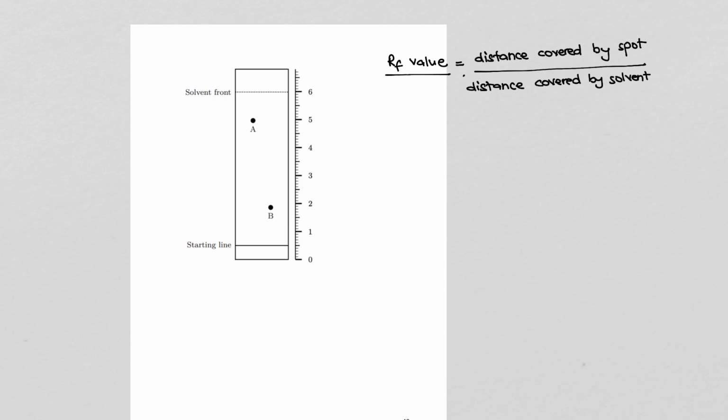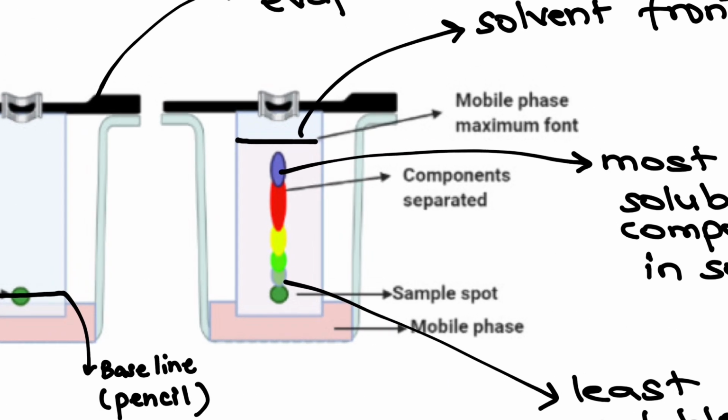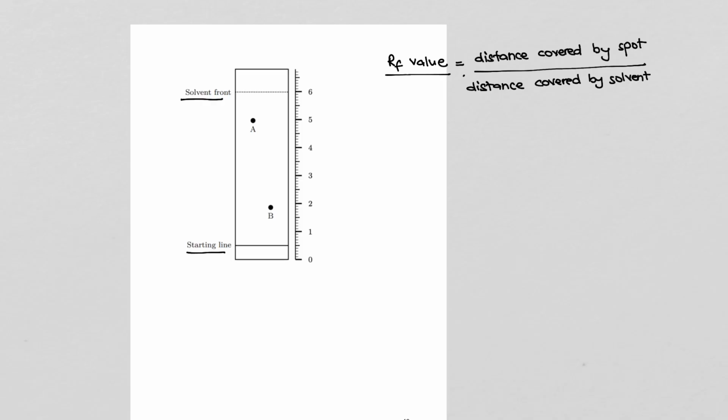The distance covered by the solvent is the distance from the starting line to the solvent front. That's why the solvent front here is very important. So the distance from this to this is the distance covered by the solvent. Let's call it Y. So this is going to be over Y.